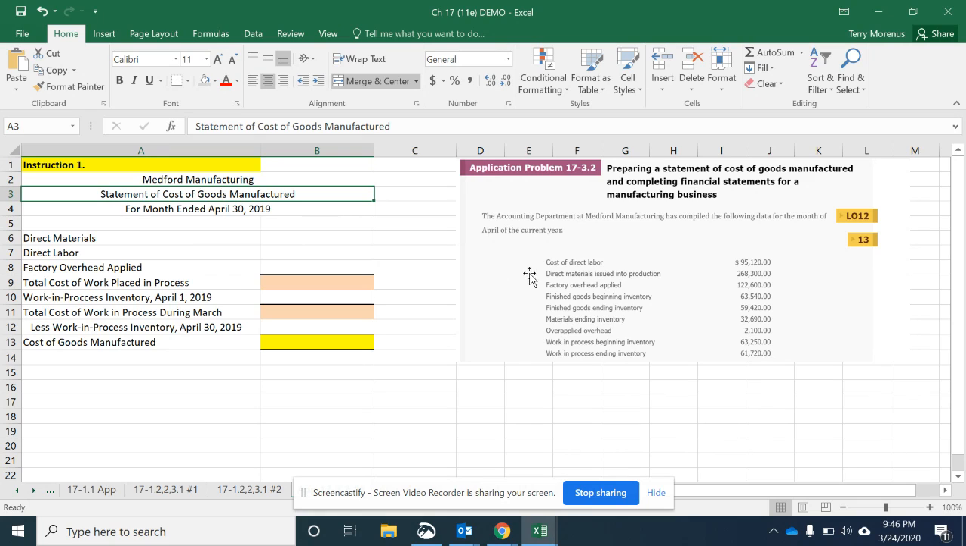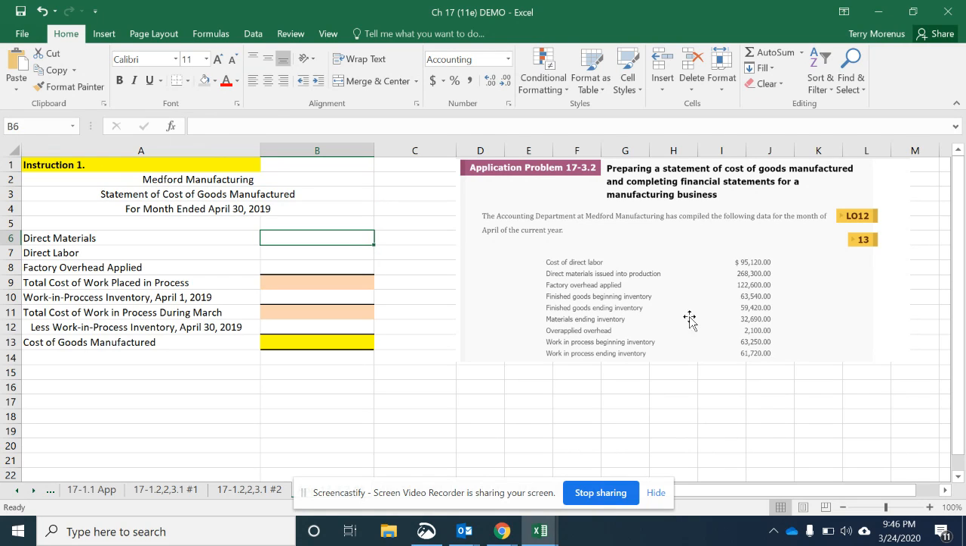All right, so we're going to pull a lot of the information from what's given to us in the book, and I screenshot this here. So we're just going to pull from that and type it in. Direct materials used in this production is coming from here, $268,300. So let's just type that in, $268,300. Then we've got our direct labor, and that is $95,120.